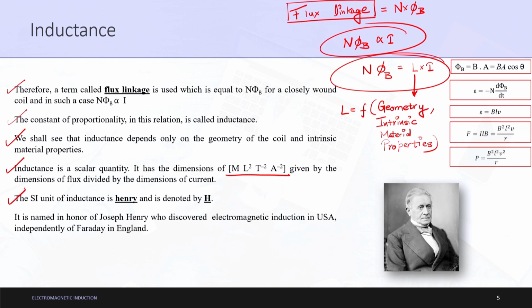Next is the SI unit. The SI unit of inductance is Henry. The name Henry is devoted to the scientist Joseph Henry. We talked about him in the first lecture also. He was a very prominent scientist for electromagnetic induction. The SI unit of inductance is Henry and is denoted by capital H. It is named in honor of Joseph Henry, who discovered electromagnetic induction in USA independently of Faraday in England.